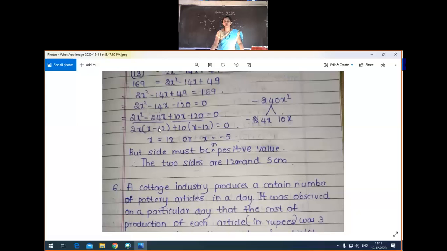Now, which value do we have to take? We have to take the base value as 12.